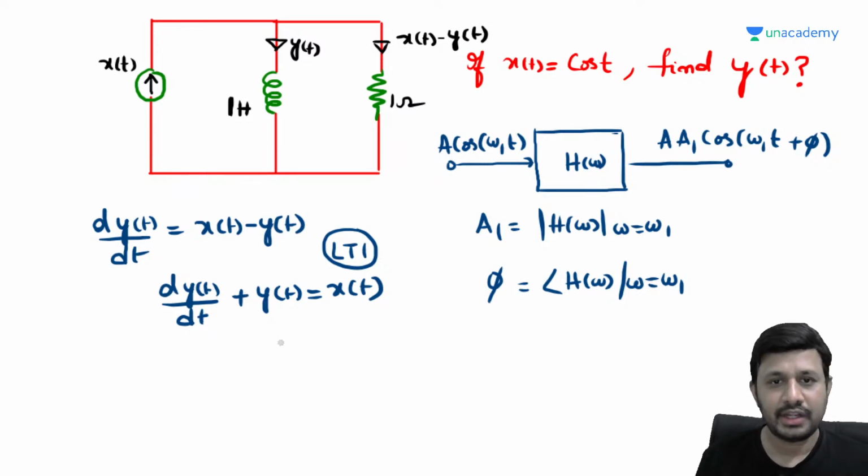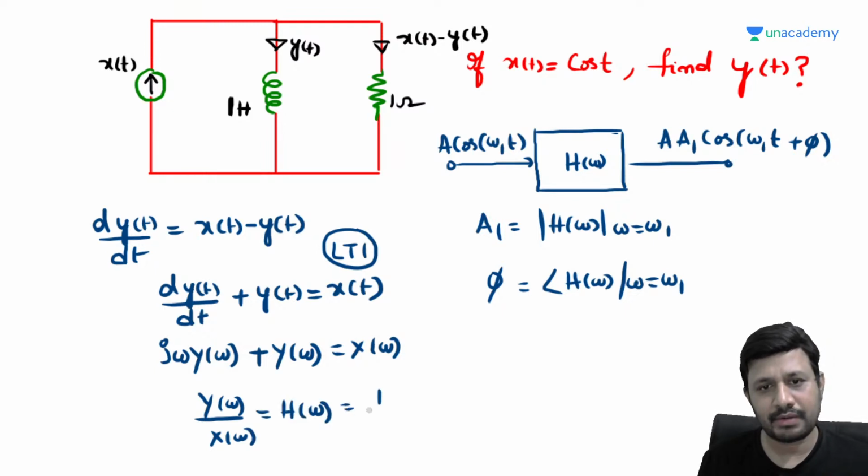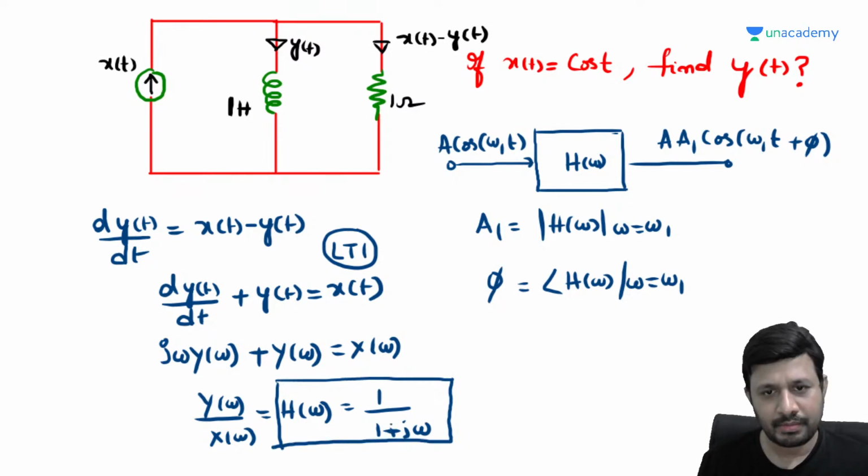Now can I get the frequency response? Yes, applying Fourier transform on both sides: j omega Y of omega plus Y of omega is equal to X of omega. If you take the ratio Y of omega by X of omega, I will get the frequency response H of omega, which is nothing but 1 by 1 plus j omega. Now I got the frequency response. Now I can use the concept, no? I got the frequency response 1 by 1 plus j omega.